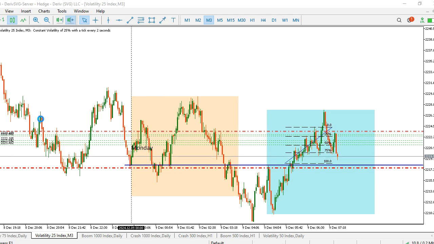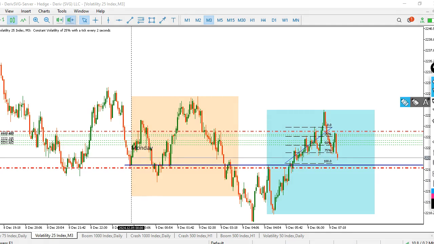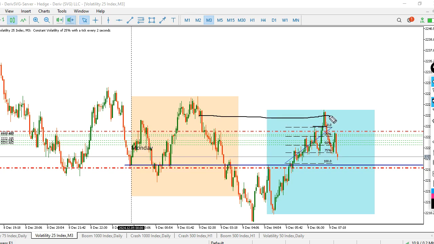So those are just the first things. Once you wait for your turtle soup, then you wait for the turtle soup, right? So that's just the strategy. You can see this is my turtle soup here. This is my turtle soup. So that's my manipulation to this other block here, right?